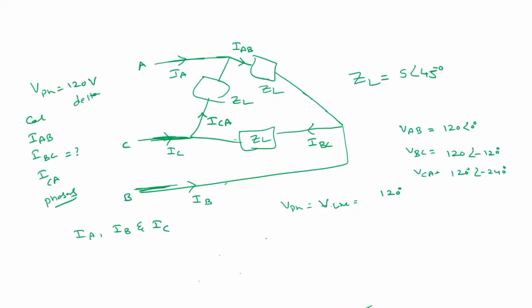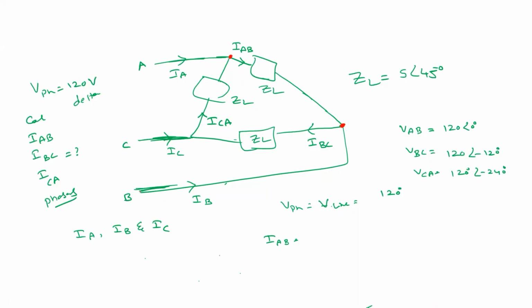So now what is IAB in this particular circuit? 24 at an angle minus 45 degrees. So this is IAB, right? So what is the voltage appearing across these two points?